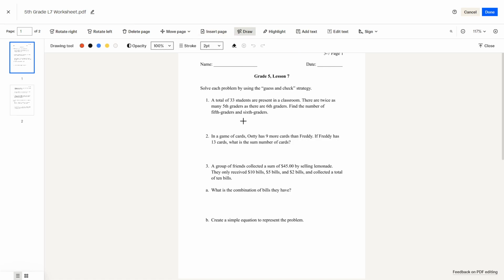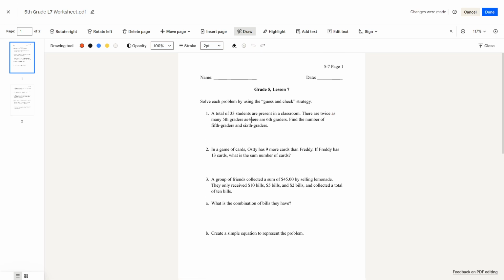So question number 1, a total of 33 students are present in a classroom. There are twice as many 5th graders as there are 6th graders. Find the number of 5th graders and 6th graders. So here we can see that there is twice as many 5th graders than there are 6th graders, which means we get a ratio of 1 to 2. 5th graders and 6th graders. For every one 6th grader, there is 2 5th graders.